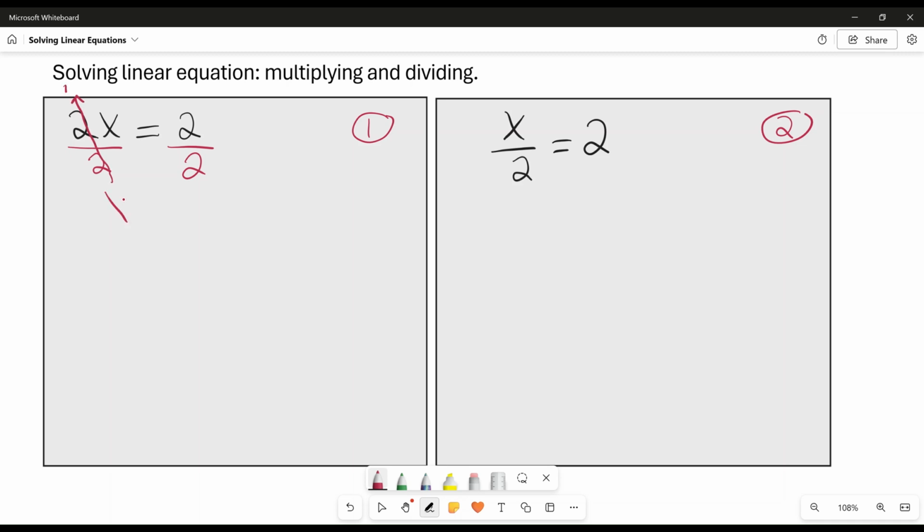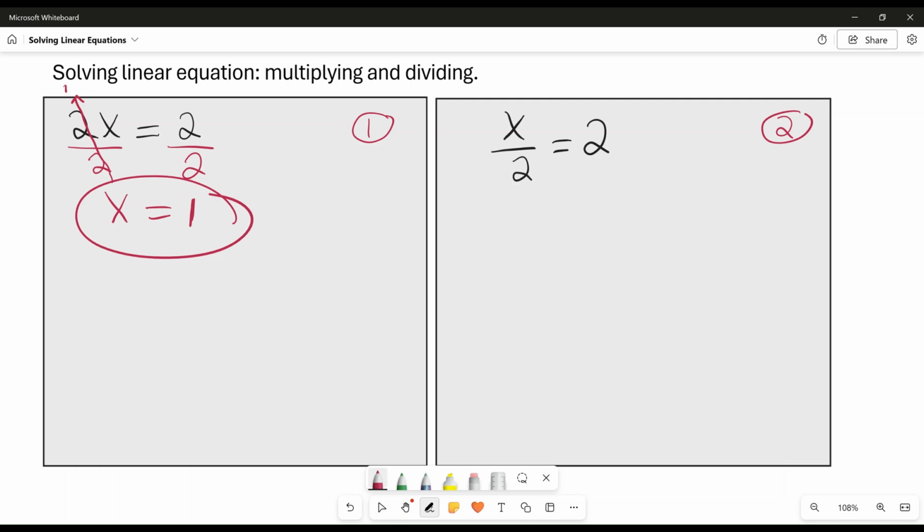Where you're going to have x, and the 1 is actually invisible. You're supposed to have 1 right here, but it's invisible. You don't need to put it. Anytime you're having x by itself, it has a 1 next to it that you just don't write. And here again, you get 2 divided by 2 is 1. And that's your answer.